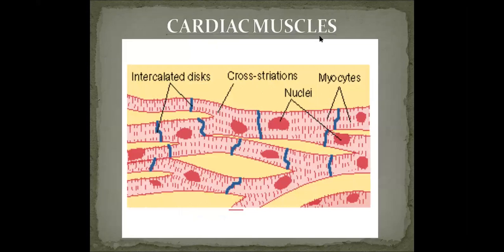And the third one is the cardiac muscle fiber. So cardiac muscle fiber is present in the heart walls. This is only present in the heart walls. That's why they are called cardiac muscle fibers. And these cardiac muscle fibers are a fusion of both skeletal and smooth muscle fibers.